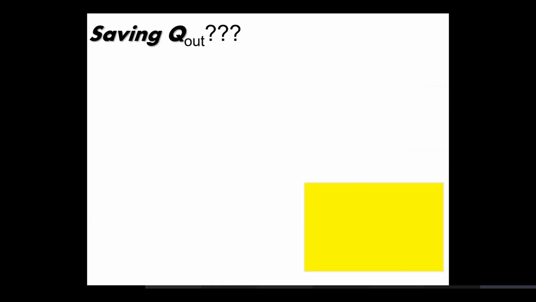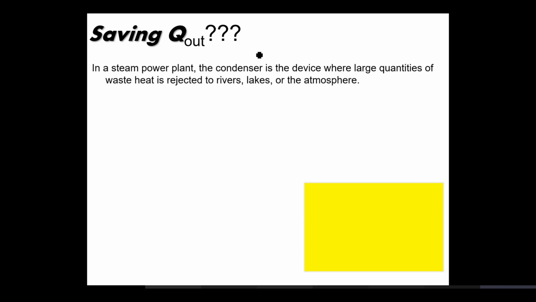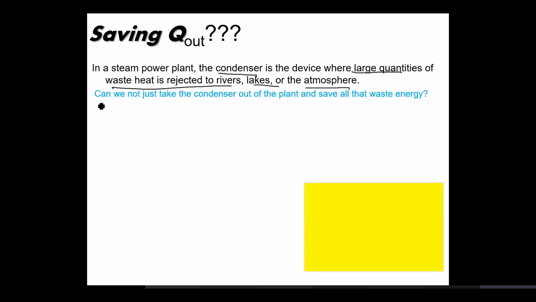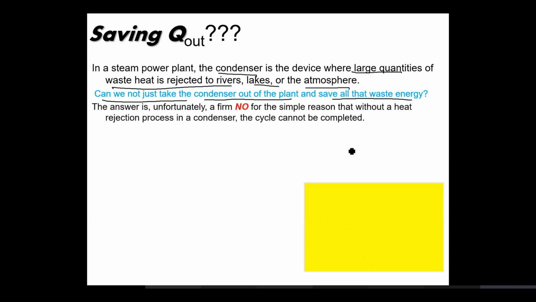The question comes, can we save Q out? Is there a possibility of saving Q out? In a steam power plant, the condenser is the device where large quantities of waste heat are rejected to rivers, lakes, or the atmosphere. So is it possible to complete the cycle without it? Can we not just take the condenser out of that plant and save all the waste energy? The answer is essentially no. The simple reason is that without a heat rejection process in a condenser, the cycle cannot be completed. And if the cycle cannot be completed, the heat engine cannot operate because it operates on a cycle.